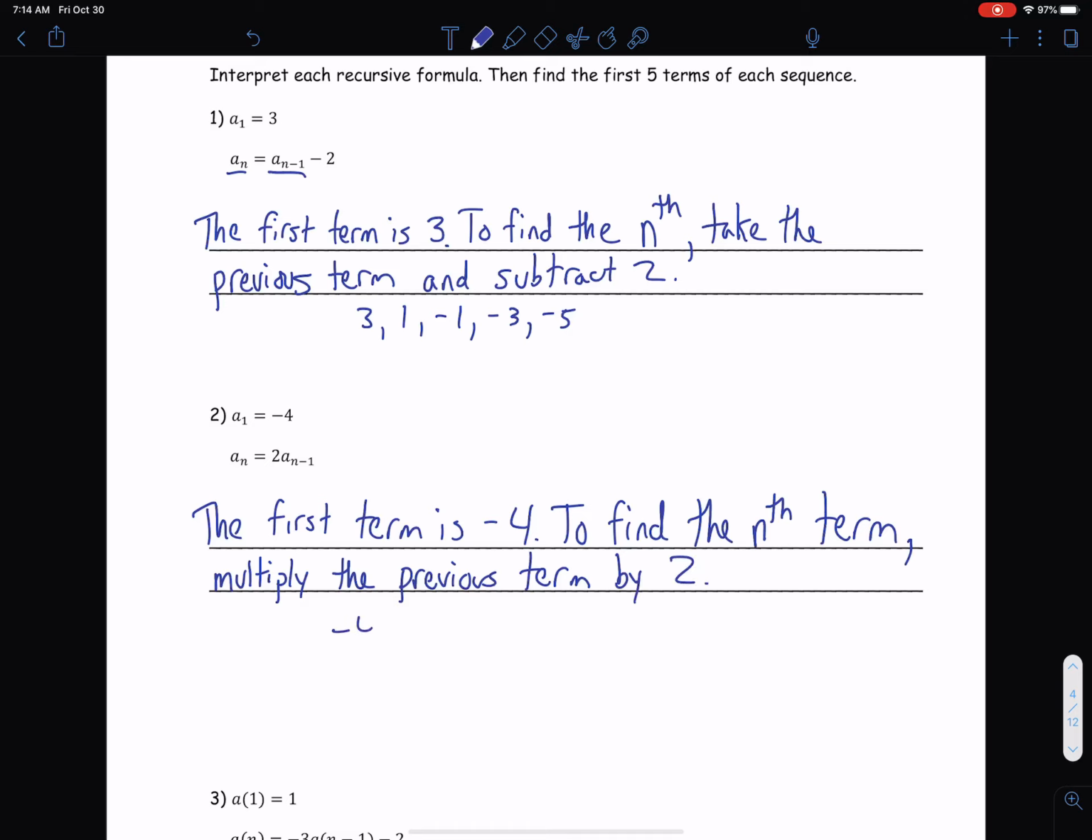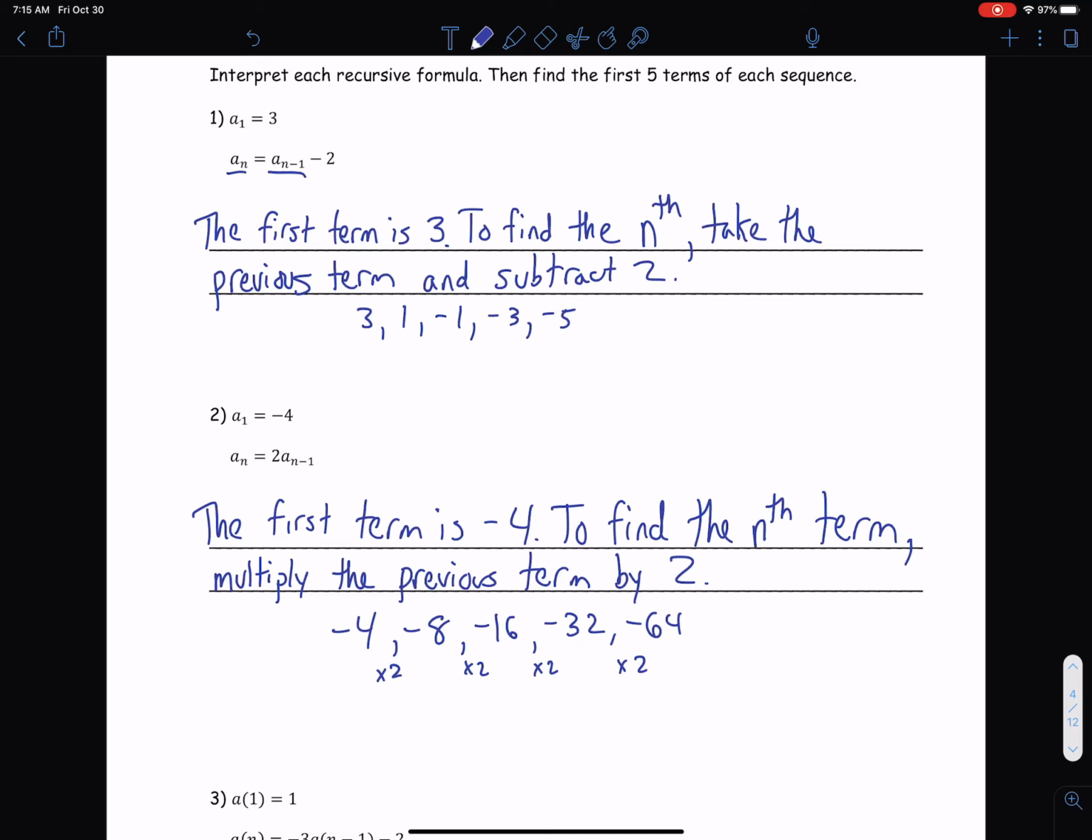List the first 5 terms. Well, the first term is negative 4. Times that by 2, you get negative 8. Times that by 2, you get negative 16. And keep multiplying by 2 until you get to the 5th term, which should be negative 64.